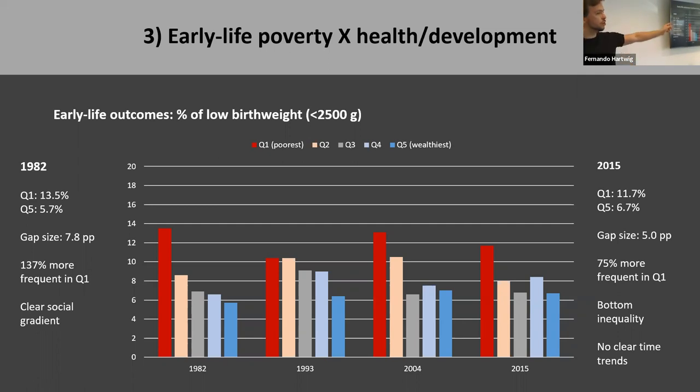This is partially due to the fact that C-section rates increased in the wealthy subgroup of the population, and this is associated with low birth weight. But even with that, we still see this pattern of bottom inequality, right? And again, both the gap size in absolute and relative terms decreased over time, which is good news.